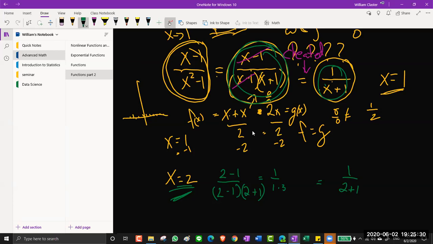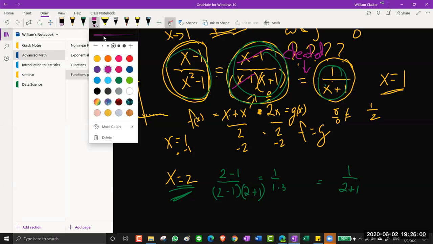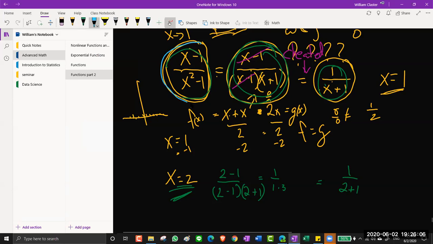What did I just finish arguing? Except at one, these two functions are the same. Yes. Okay. Except at one, this function and this function are equal.